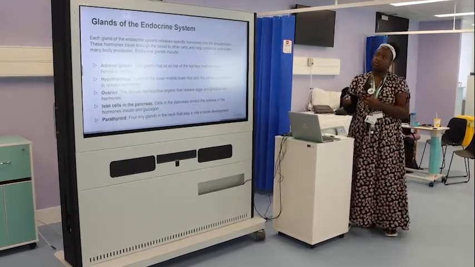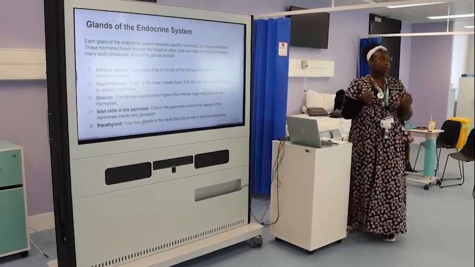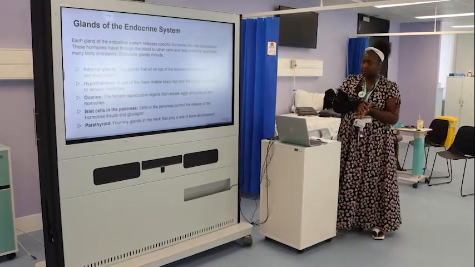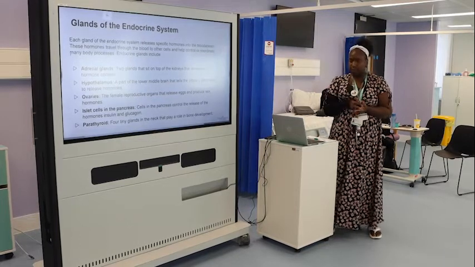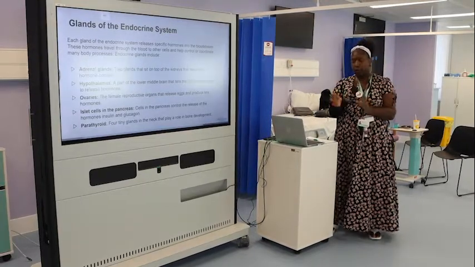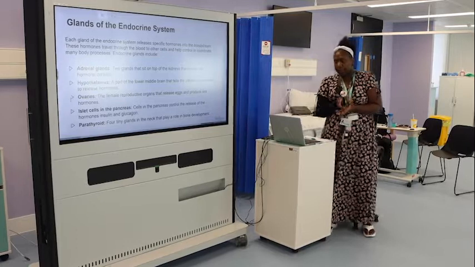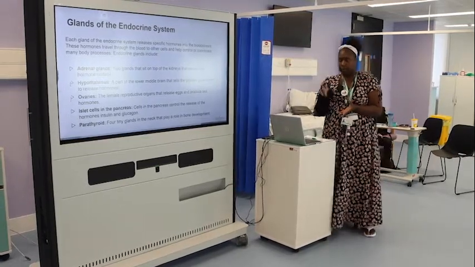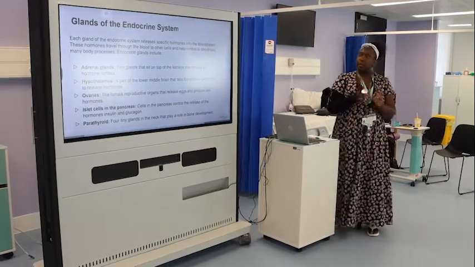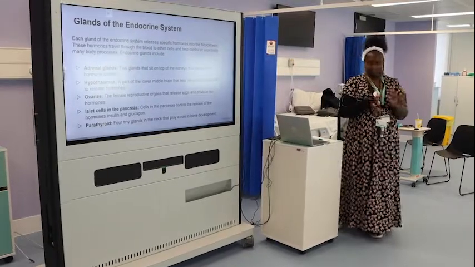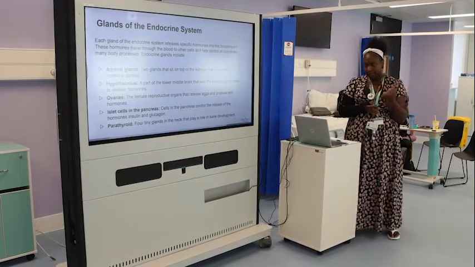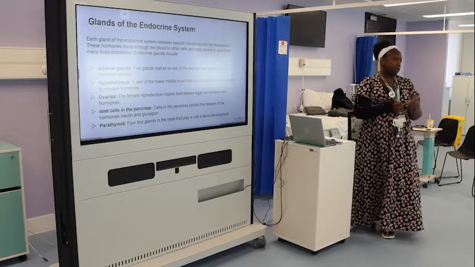If you have a pituitary dysfunction, you are likely to have some kind of growth dysfunction as well. The ovaries are part of the female reproductive system, and these are also classed as glands of the endocrine system. They release the eggs and produce the sex hormones in biological females. The islet cells in the pancreas control the release of the hormones insulin and glucagon, and these come into play when you have patients who have diabetes. And then the parathyroid comprises 4 tiny glands in the neck, and they play a role in bone development.